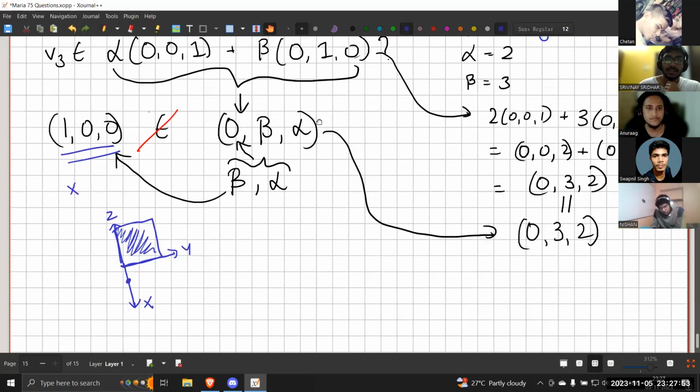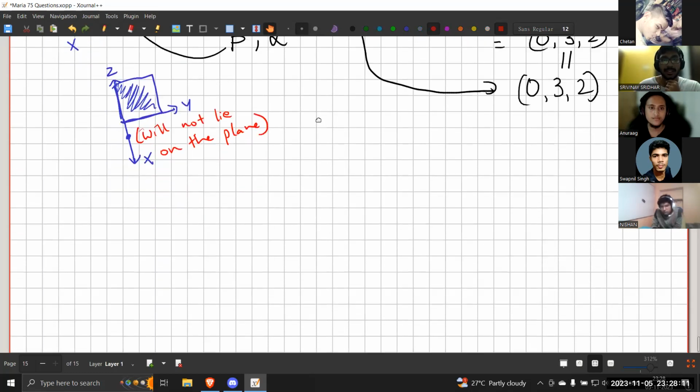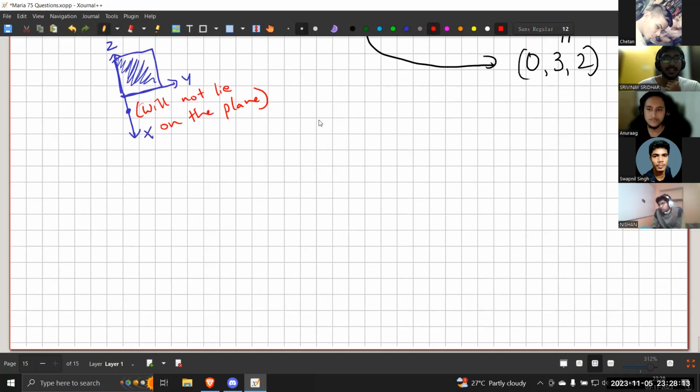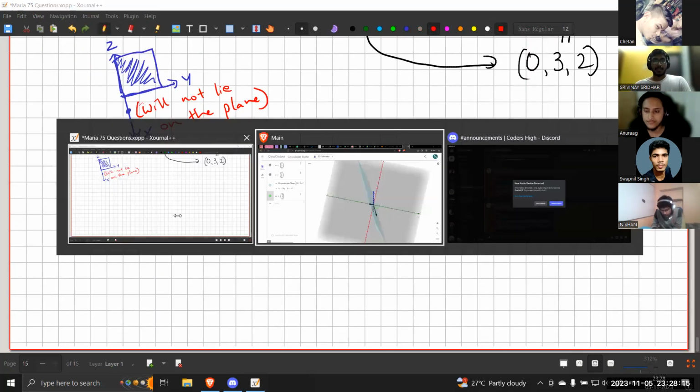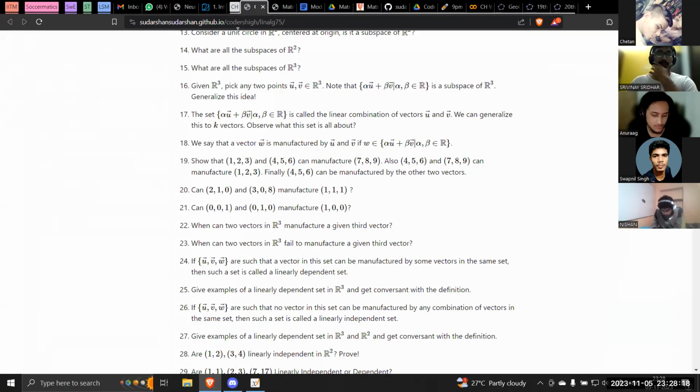So this will not lie on the plane. Very good that Swapnil was able to say this very early on. That's really nice. Let's move ahead. So we can clearly see that 1, 0, 0 cannot be manufactured by 0, 0, 1 and 0, 1, 0.